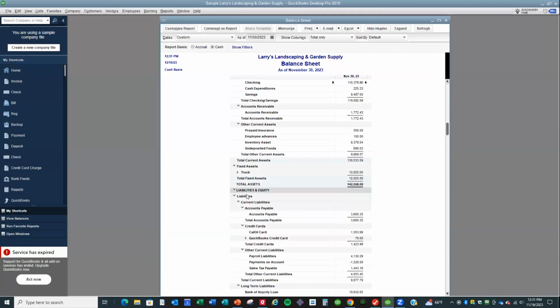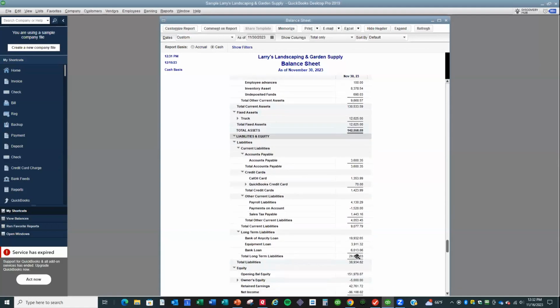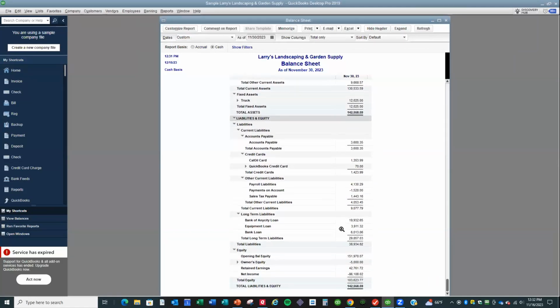Then you have your liabilities. Your accounts payable, which is the money you owe vendors for bills, credit cards. You could have some payroll liabilities, usually taxes and so forth. And then you might have longer term liabilities, such as mortgages and loans and things like that. And then the difference is your equity. And everything's got to balance.